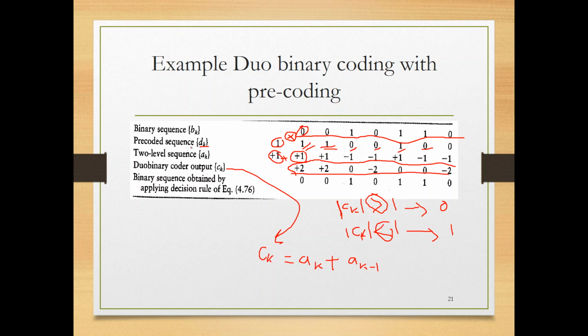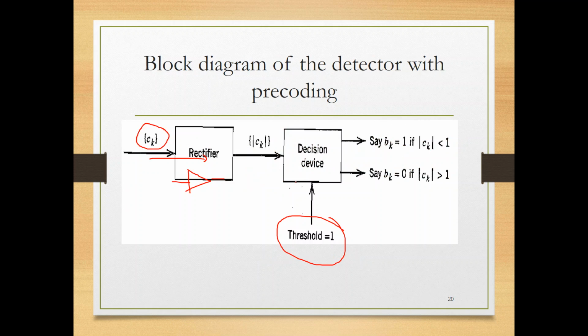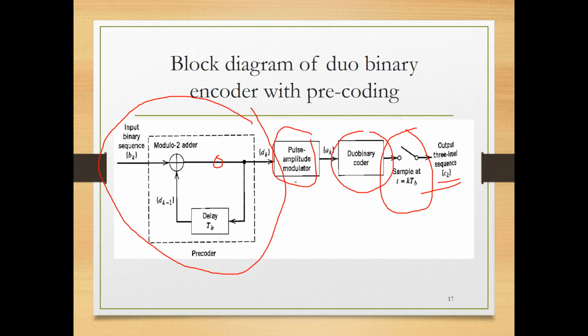So these BK, DK, AK, CK are basically here in the block diagram, shown here. I can trace them. BK, DK, AK, CK. This is the block diagram. These are the bits actually, the ones I was talking about. These are the sequences. Yes?